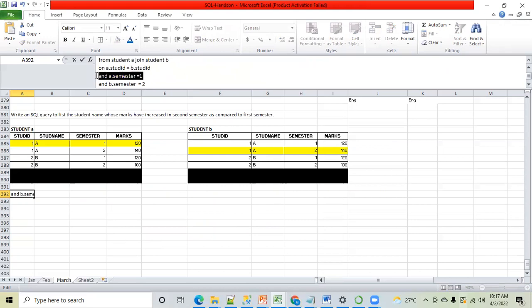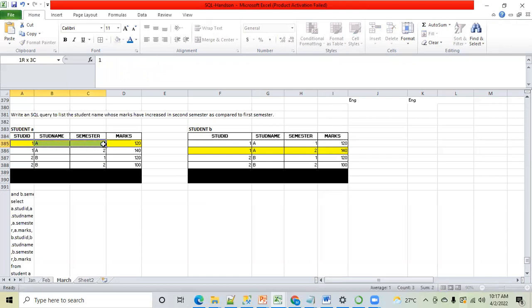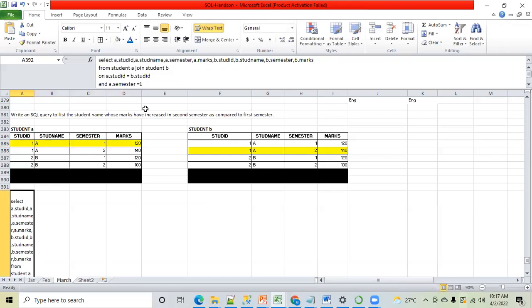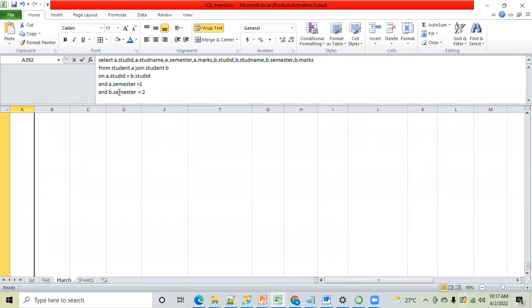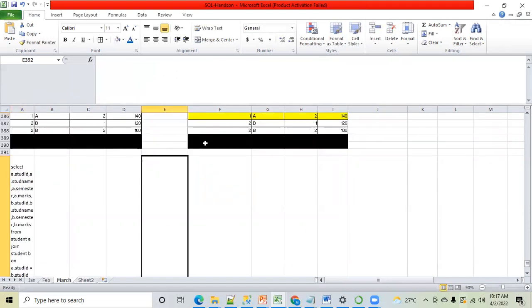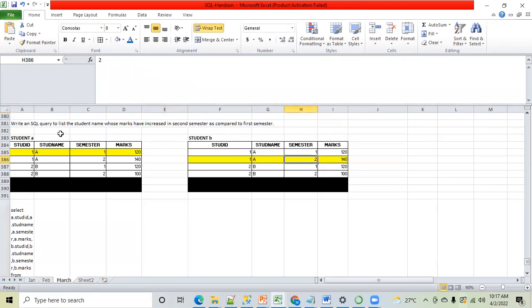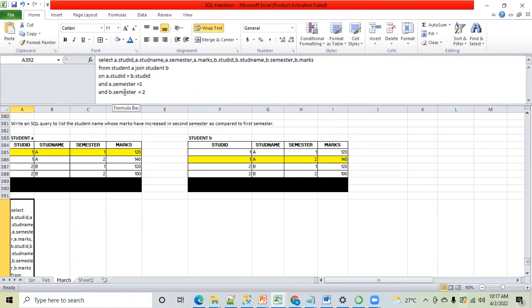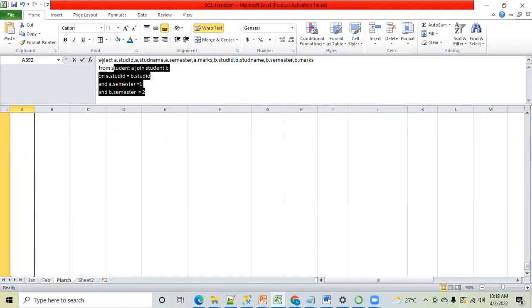Why have I given this condition? We have to compare semester 1 to semester 2, right? That's why we are taking it. From table A, I want only semester 1 records. And from table B, I want only semester 2 records, right? That is what I've written here. From table A, I want the semester 1 record. From table B, I want the semester 2 record.